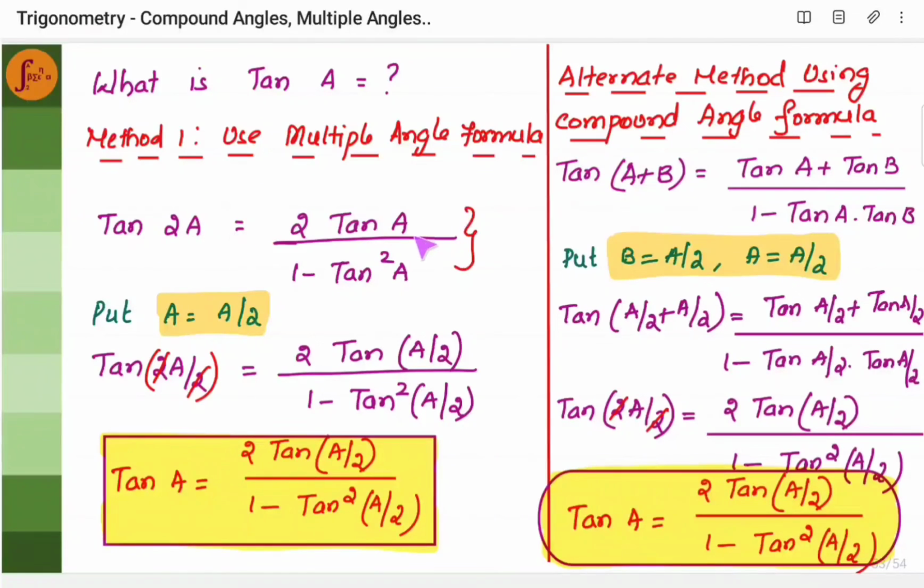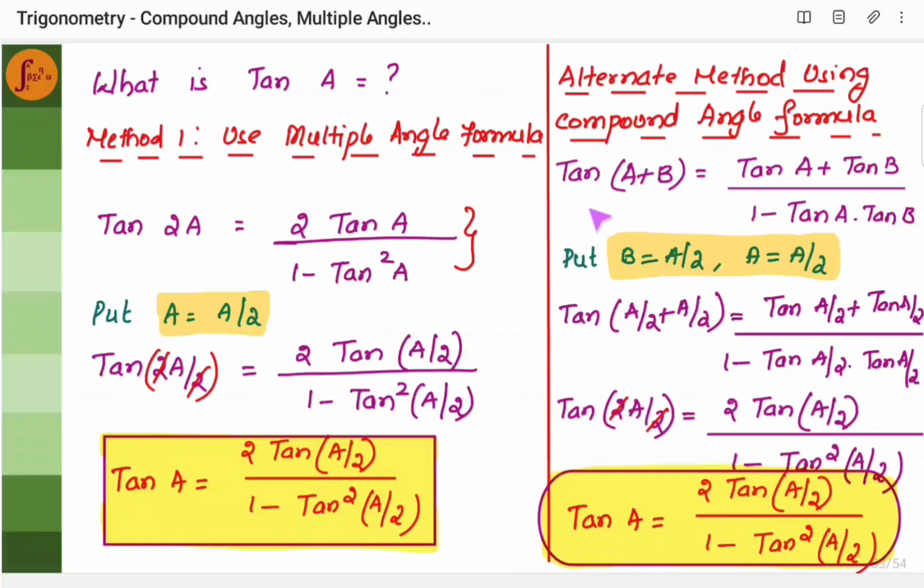Now, if you can remember this formula, then put this particular formula and put a is equal to a by 2. Substitute. Instead of a, I put a by 2. Right? That's it. You're done. Here 2 and 2 will get cancelled. So you'll get tan a is equal to 2 tan a by 2 by 1 minus tan square a by 2. Simple.